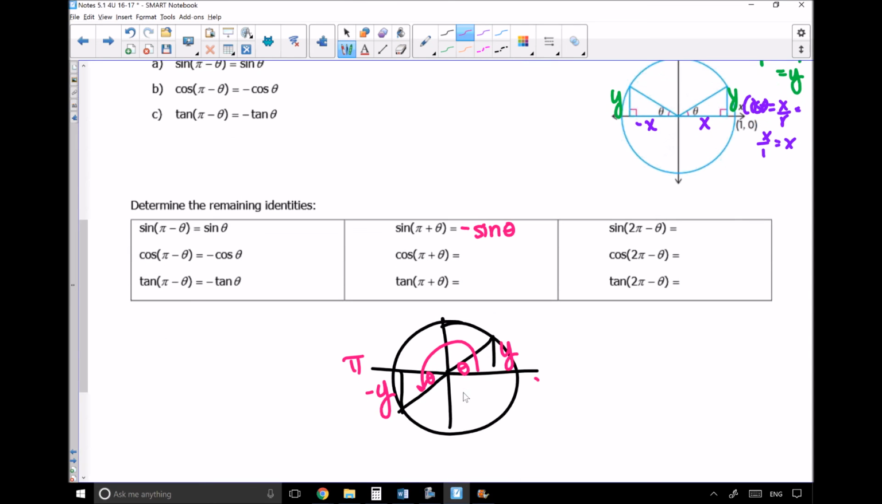So I want you to please determine the remaining 5 statements here and then verify them graphically, and then we'll talk to each other and take this up next time I see you guys in class. Okay? Have a great day.